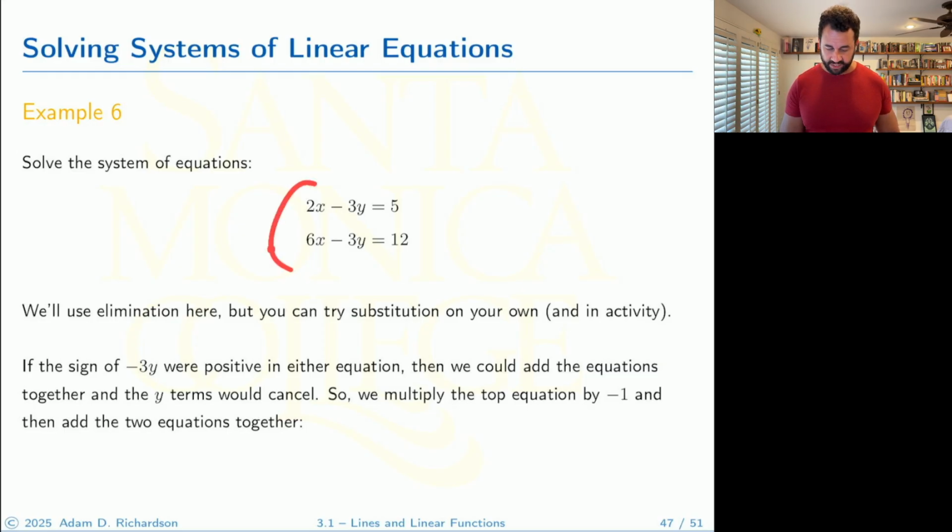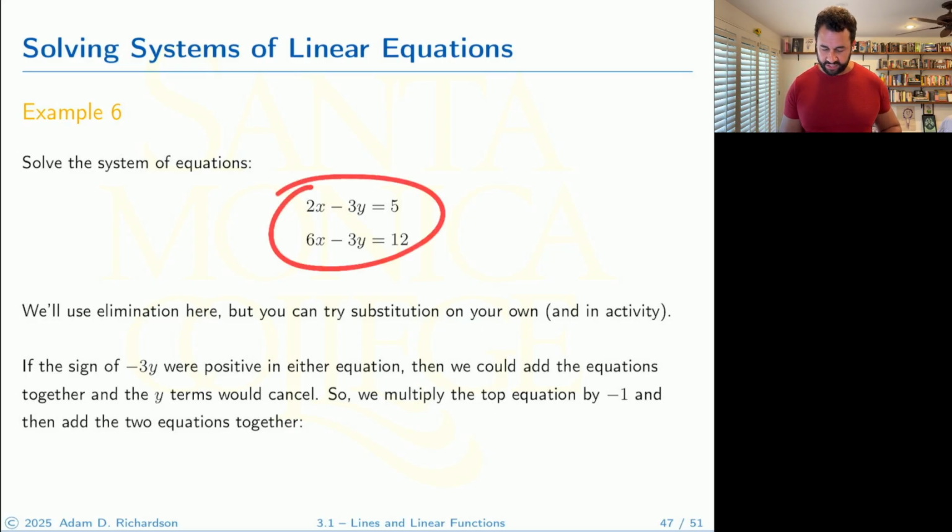Okay, so let's try to solve this system of equations. This describes a line. This describes a line. We want to know if and where these two lines intersect. All right. So we're going to use elimination. I'm not going to use substitution.